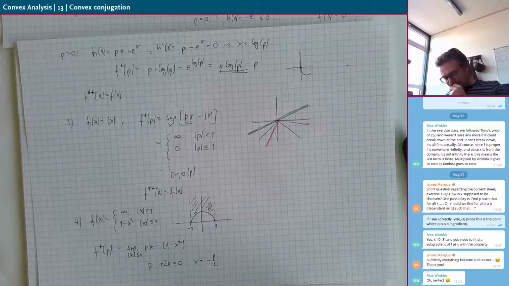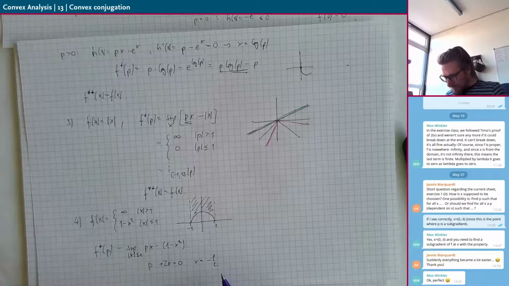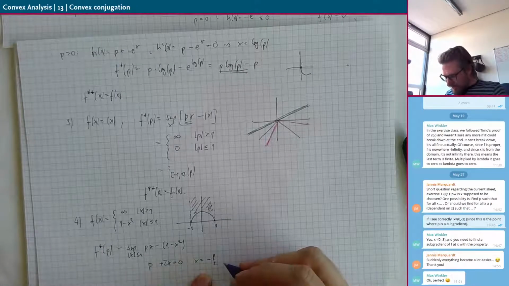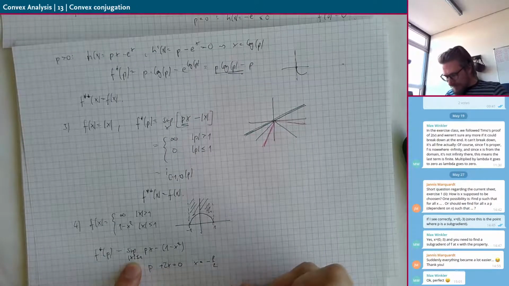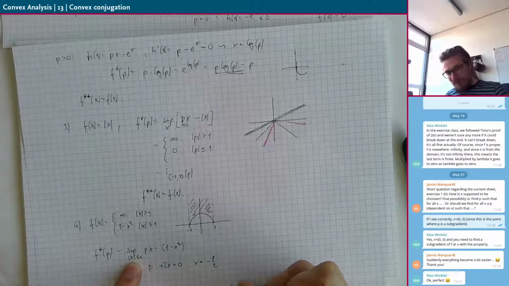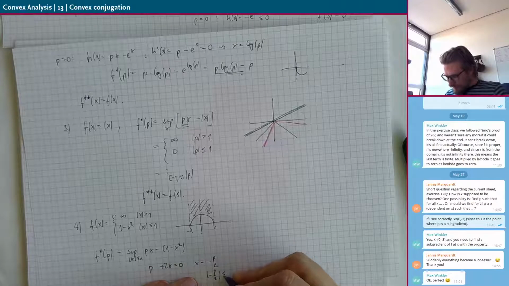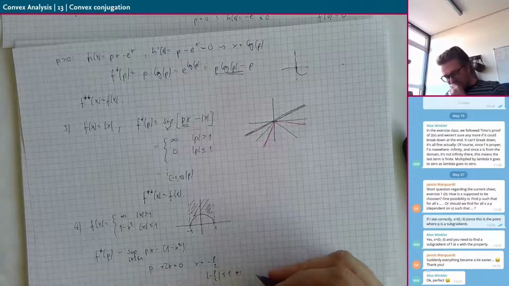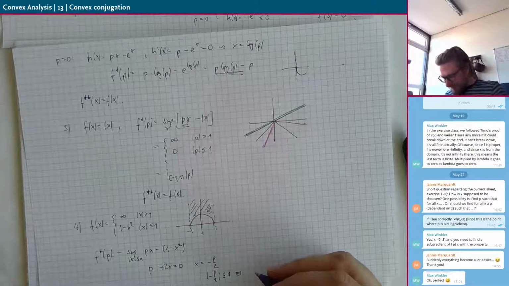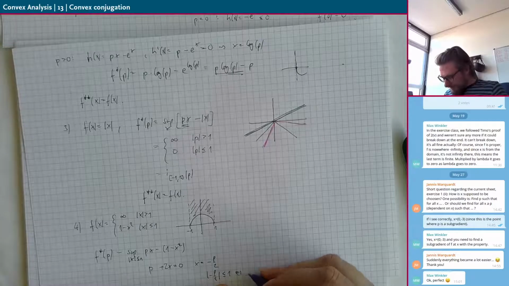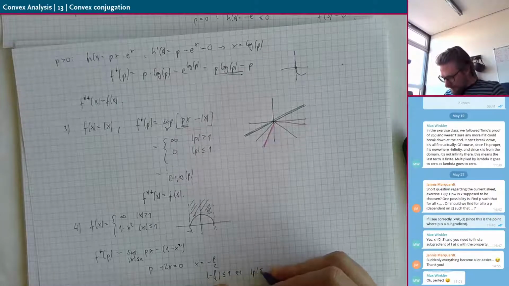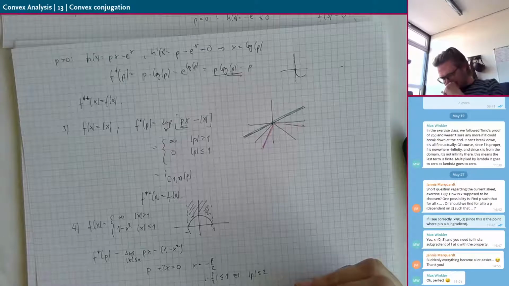Let's plug it in. And then we need to check, is this between -1 and 1? So minus p over 2 is between -1 and 1 if and only if p is smaller than 2, which kind of surprises me here.